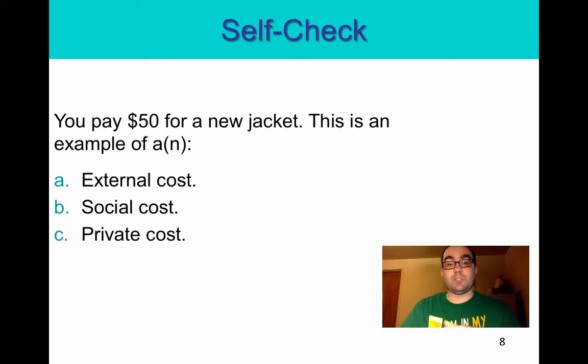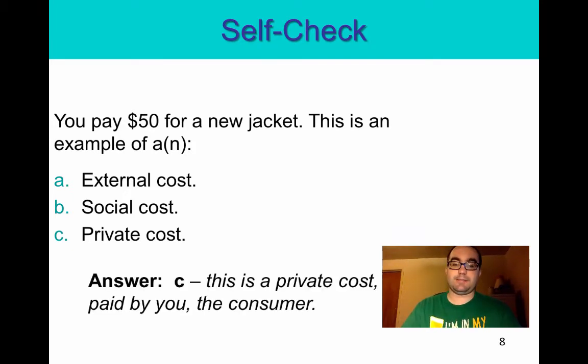Okay? So, for example, let's answer this question. You pay $50 for a new jacket. What kind of cost is this? Should be C, a private cost, because you are the only one getting the benefit out of that jacket.